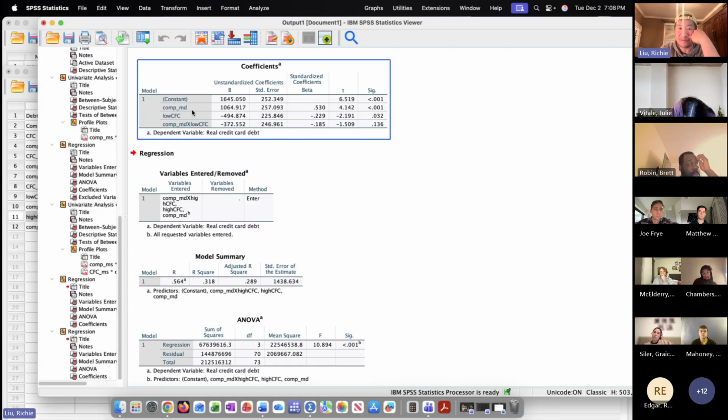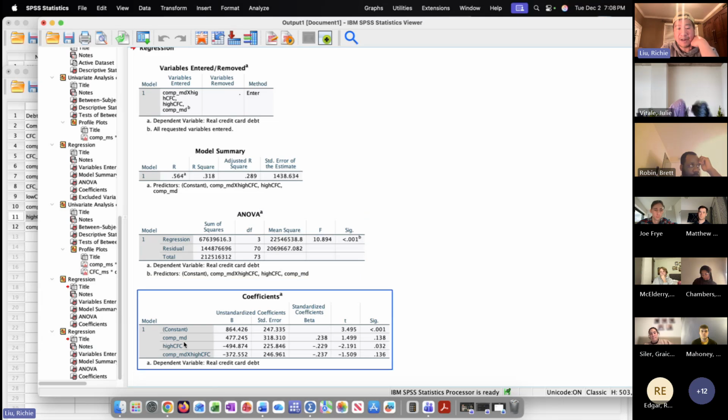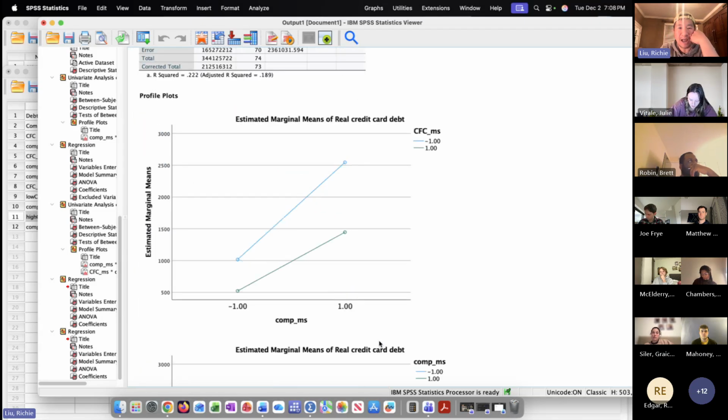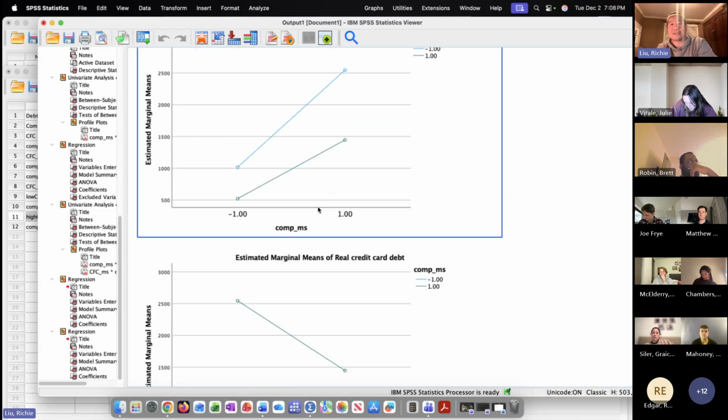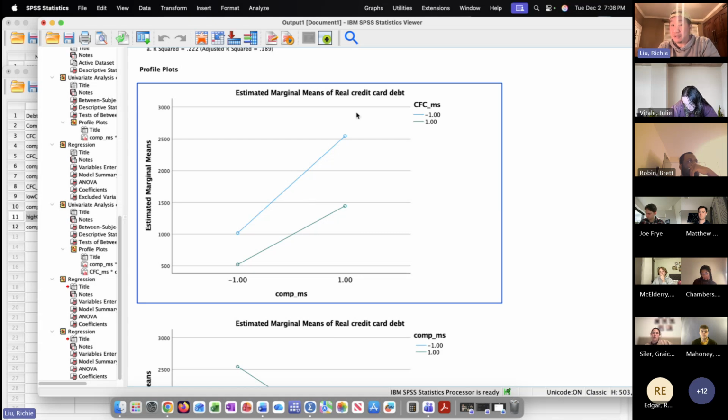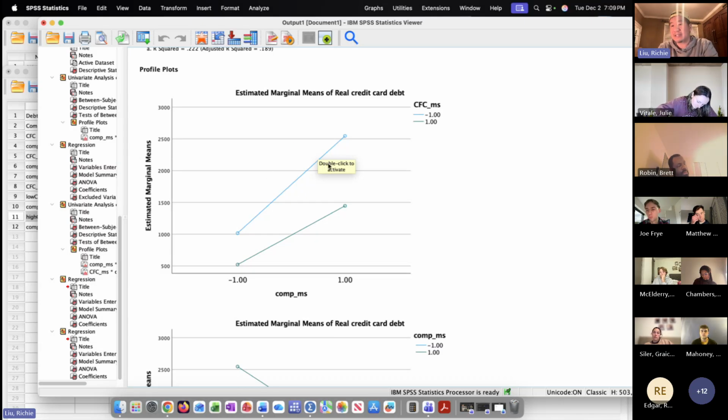So the comp buy is our main effect, mean deviated, and that's well below 0.05. And the comp buy for high is marginally significant. Okay. So when we go back to the graph, it makes sense that the low CFC blue slope is at a higher rate of debt, and that the slope for high CFC is flatter. Still marginally significant, but much less significant, and therefore the tests make sense.